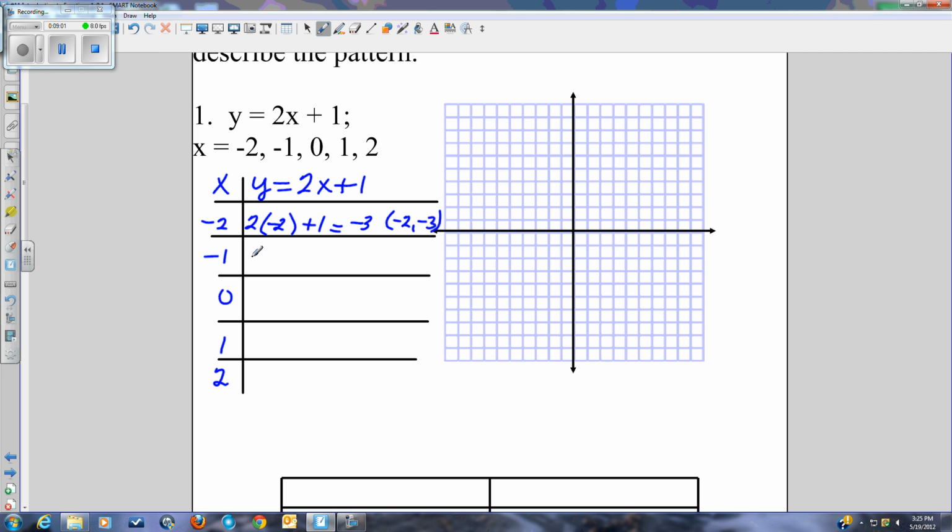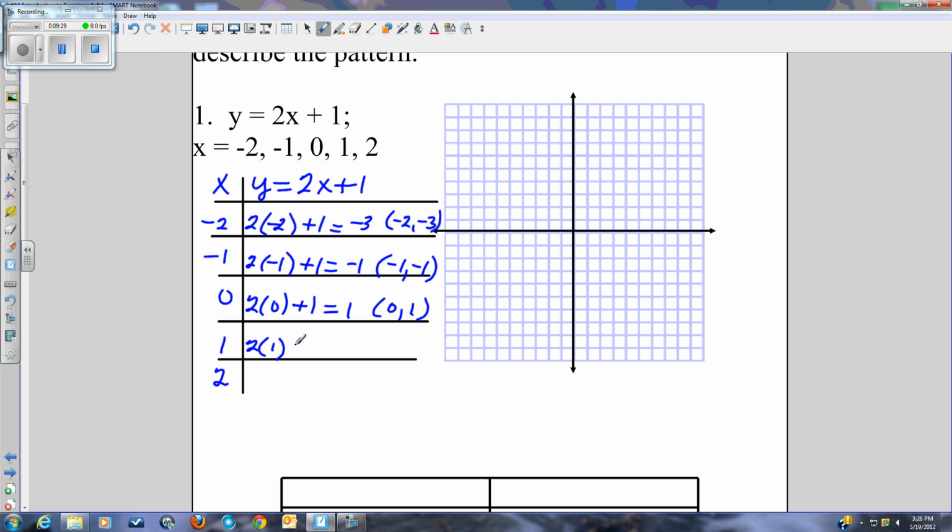Let's do the next one. So we have 2 times -1 plus 1. So that gives us -2 plus 1, which gives us -1. So we end up with the point -1, -1. Next we insert 0. So 2 times 0 plus 1, which just gives us 1. So we have the point 0, 1. You can probably see a pattern developing here.